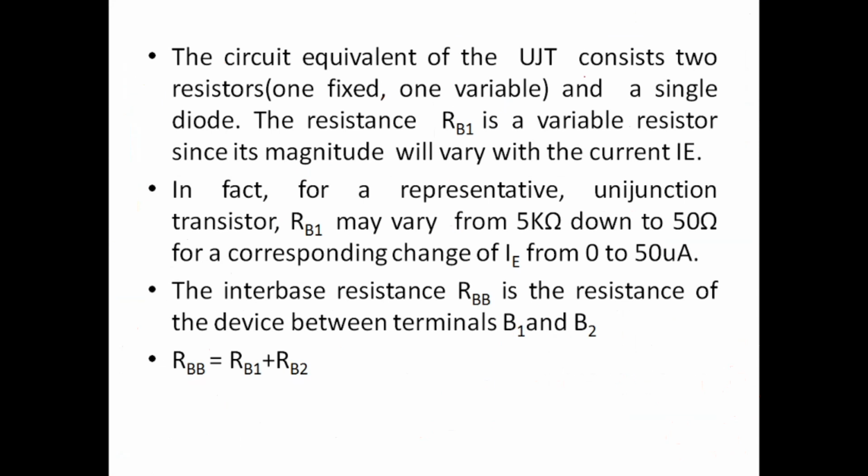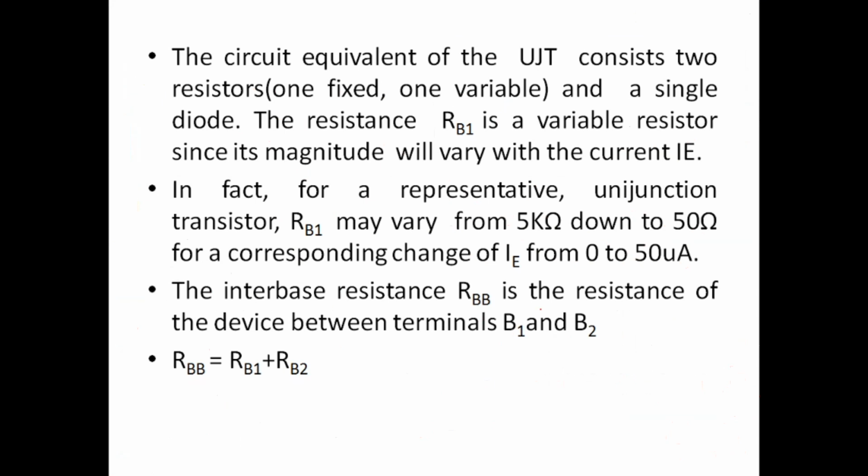The circuit equivalent of a UJT consists of two resistors, one fixed, one variable, and a single diode. The resistance RB1 is a variable resistance since its magnitude will vary with current I. In fact, for a representative unijunction transistor, RB1 may vary from 5 kilo ohm down to 50 ohm for a corresponding change of I from 0 to 50 microamps. See here, if I is at 0, RB1 is 5 kilo ohm. If you are increasing to 50 microamps, RB1 will change to 50 ohms. That's the reason we are representing it using a variable resistance.